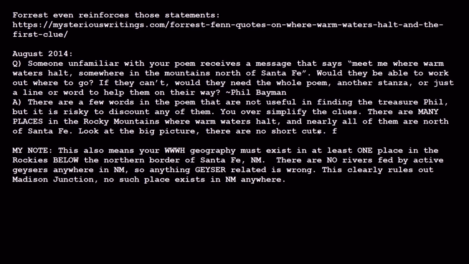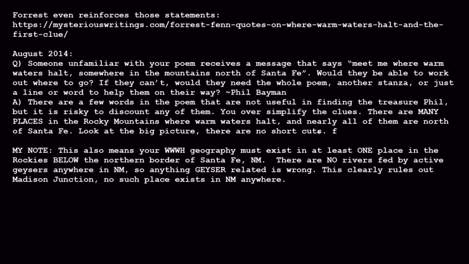We have to know where warm waters halt is going to be a precise location, because a treasure map is obviously going to lead you to the treasure, if you solve the clues. But if I just handed you a random map and said, okay, go to the treasure, you can't possibly come up with directions unless you know where you're starting.